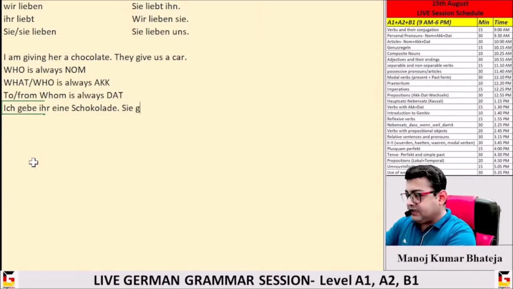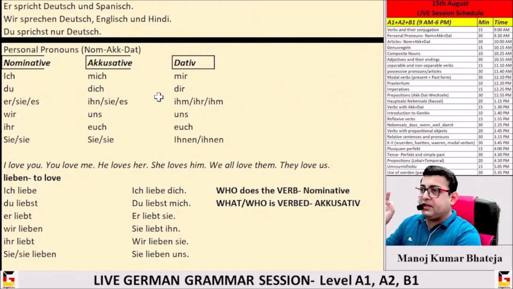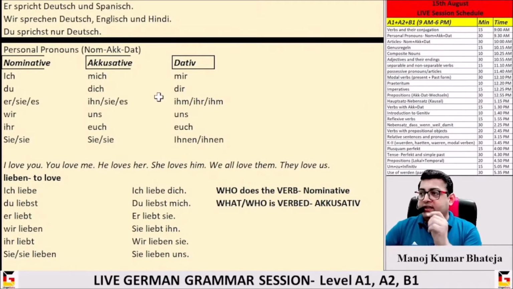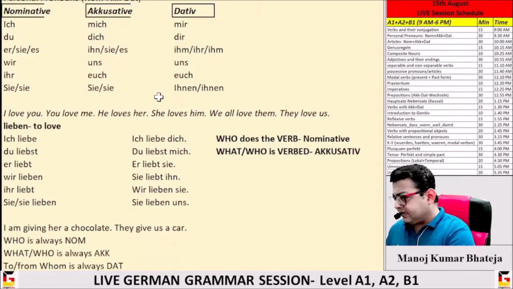They give us a car. Sie geben uns ein Auto. Ich gebe ihr eine Schokolade. You see, ihr, this is my dative. Ich is my nominative. Sie is nominative. Uns is my dative. That's how we generally give these pronouns. Ich, mich, mir; du, dich, dir; er, ihn, ihm; sie, sie, ihr; es, es, ihm; wir, uns, uns; ihr, euch, euch; sie, sie, ihnen; Sie, Sie, Ihnen. There is not even 1% complexity. It's very easy.